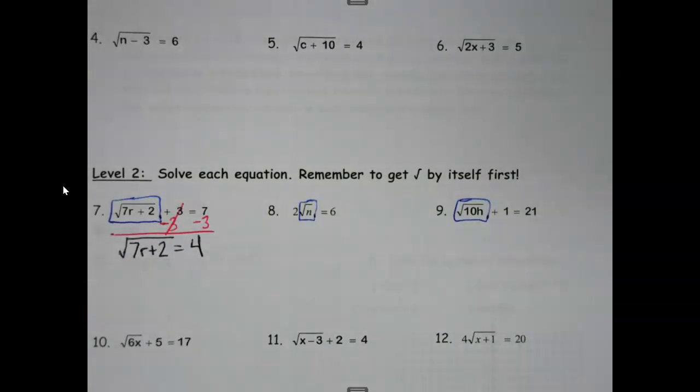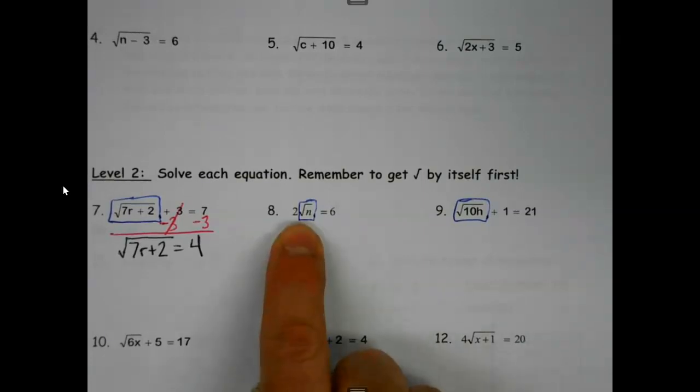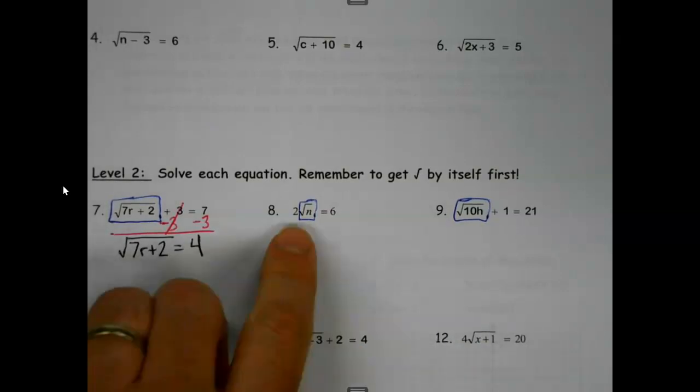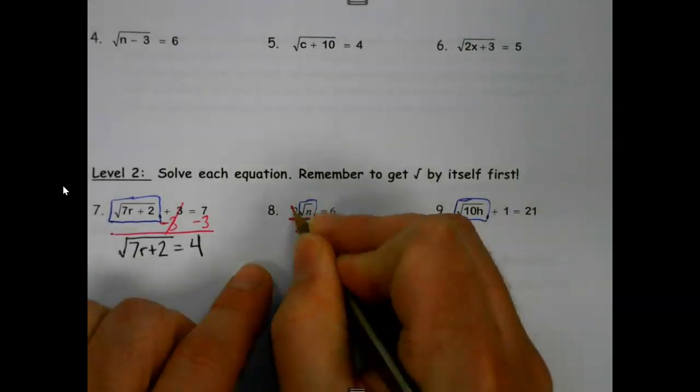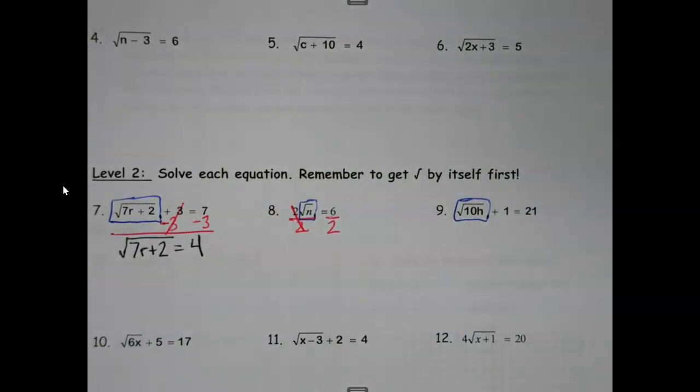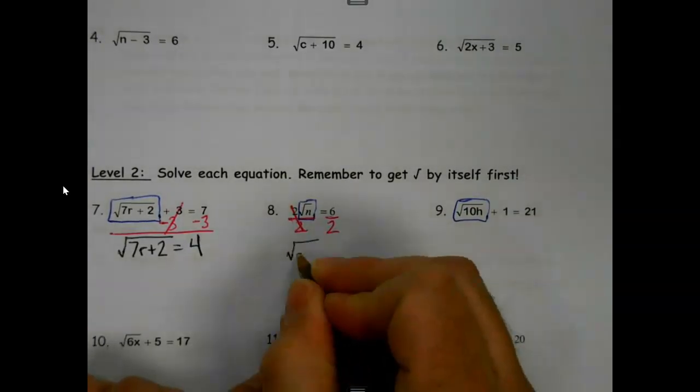And then I'd square both sides, because now my radical's alone just like it was in the problems that we did in the examples. Or I look here and I go, okay, I'm multiplying the radical by 2. Opposite of multiply is to divide.